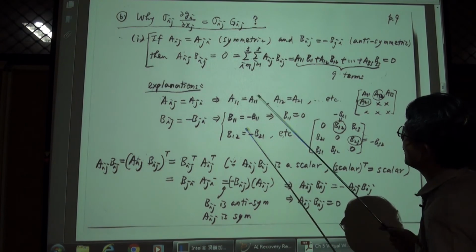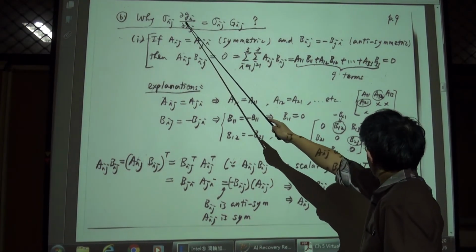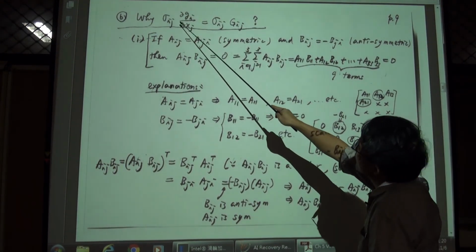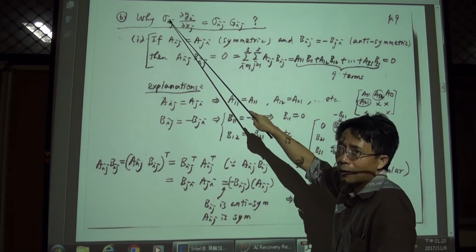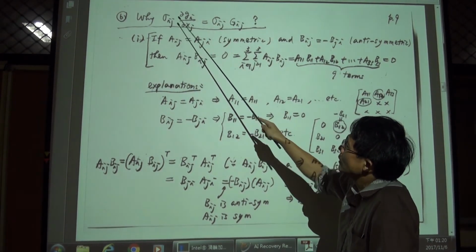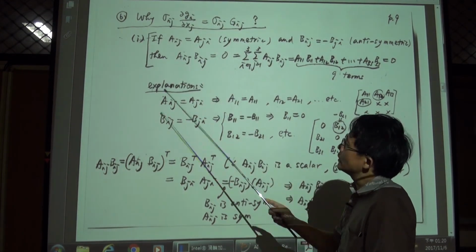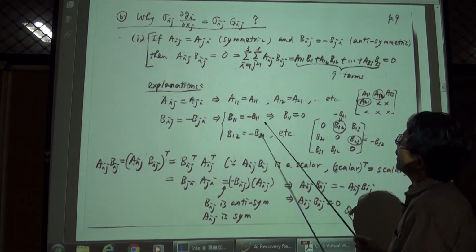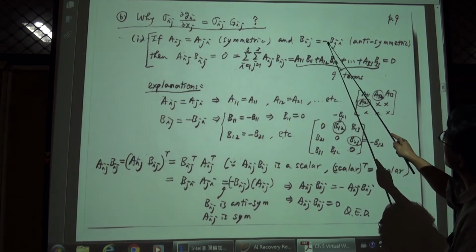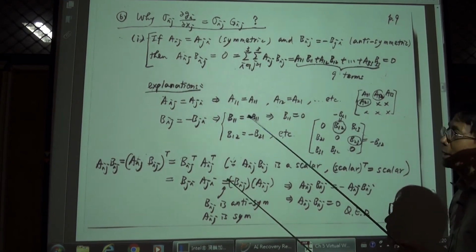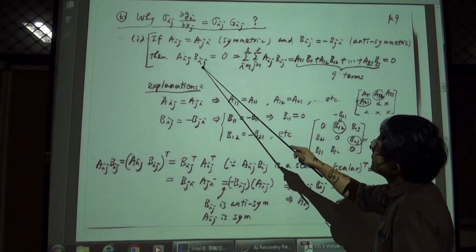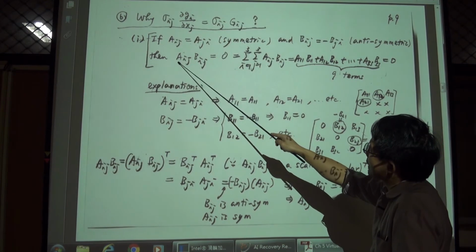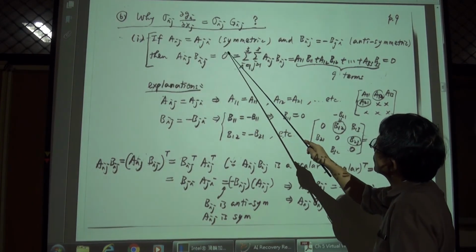Now, finally, let me explain why this term equals this term. Let me show you. Sigma ij is a stress tensor. This is symmetric. Let me consider a symmetric matrix, A_ij equal to A_ji, is symmetric. And B_ij equal to minus B_ji is anti-symmetric. Then A_ij B_ij, they do the product, and A times B equals 0.